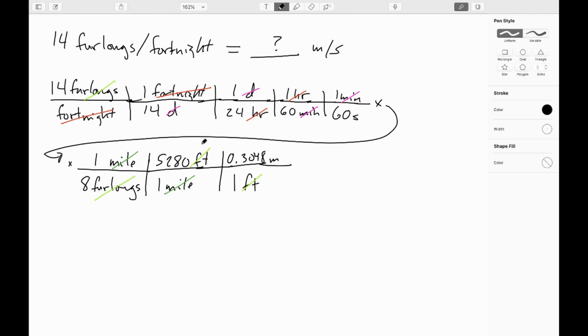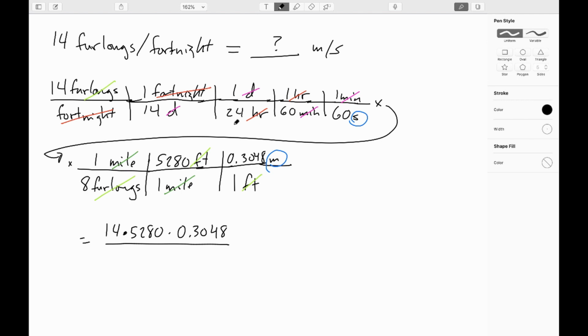Okay, so at the end of this, all of our units are canceled except for a meter sitting here in the numerator and a second sitting there in the denominator. So the answer we get is going to be in meters per second. All right, so what have we got? Well, multiply all the numerators together. So it's 14 times 1 times 1 times 1 times 1 times 1 times 5,280 times 0.3048.